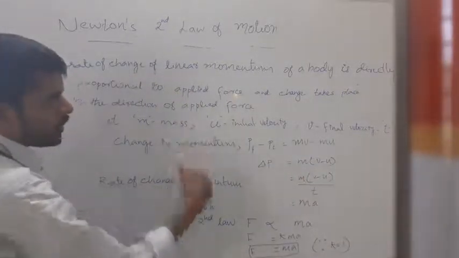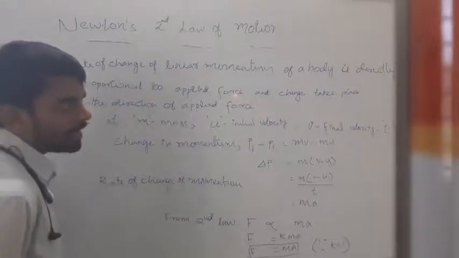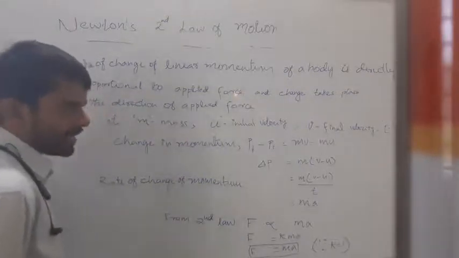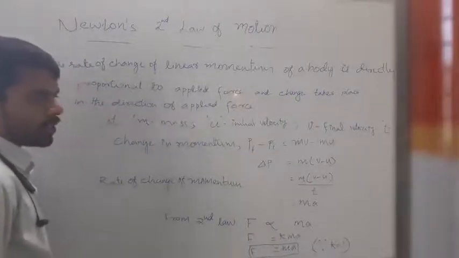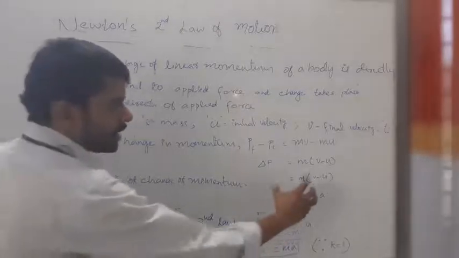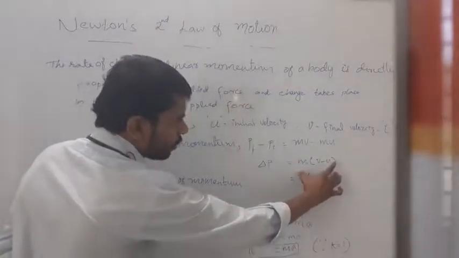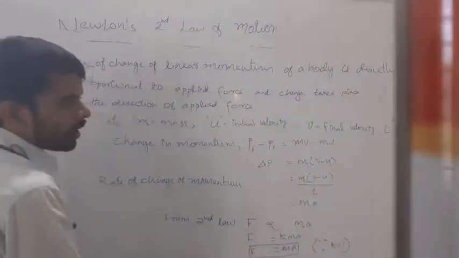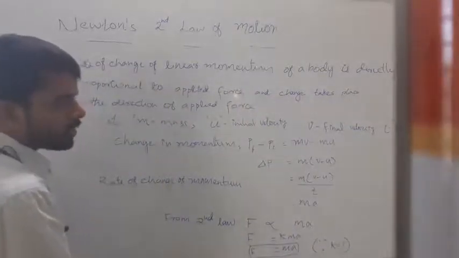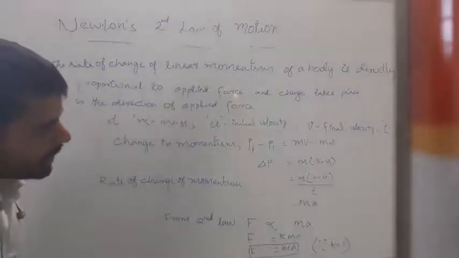What is the total change in the quantity? m into v minus u. What is the total time taken? That is t. Now we are finding the rate of change. Rate of change is nothing but the change in the quantity divided by the time interval. The change in the quantity is m into v minus u, and the time taken is t. So the rate of change of momentum is m into v minus u by t.